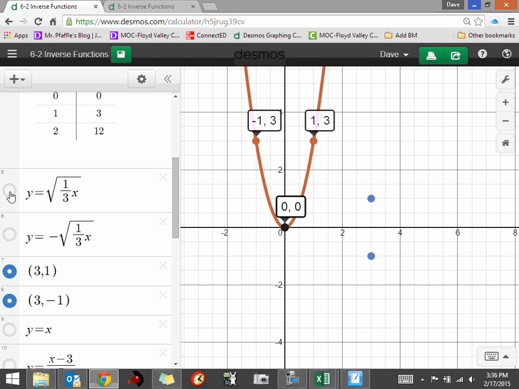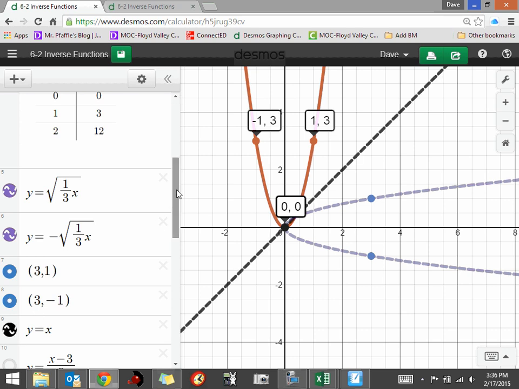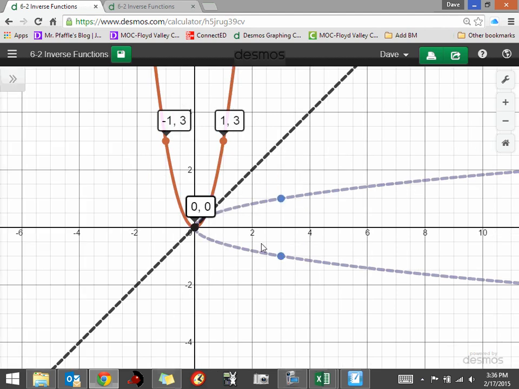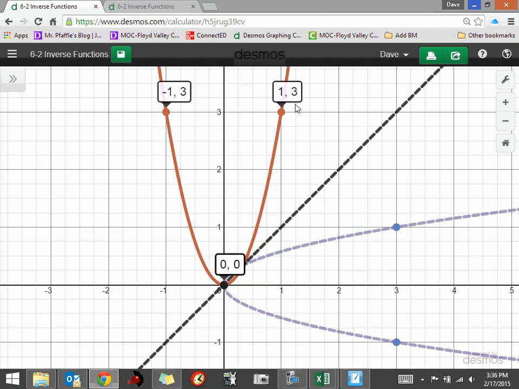There's no way to put in plus and minus, so I had to put them in separately. There's the positive square root of 1/3 x, and here's the negative square root of 1/3 x. And if you look at those rules, are they still symmetrical to the line y equals x? So I put in the line y equals x. Now I'm going to get that out of the way and just zoom in a little bit. You can see that this point here, this 1, 3, is being reflected across the line y equals x, and it's 3, 1, and this negative 1, 3 becomes 3, negative 1. So there is my graph, and that's the nature of the graph. They are both reflections across the line y equals x.